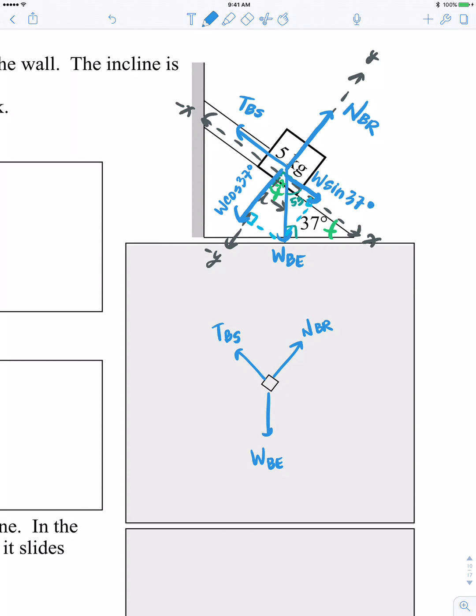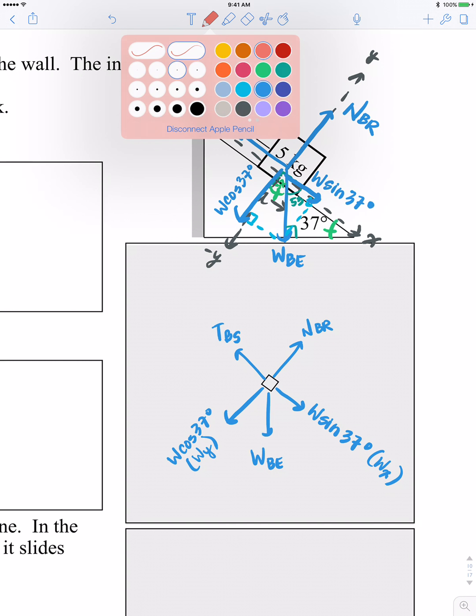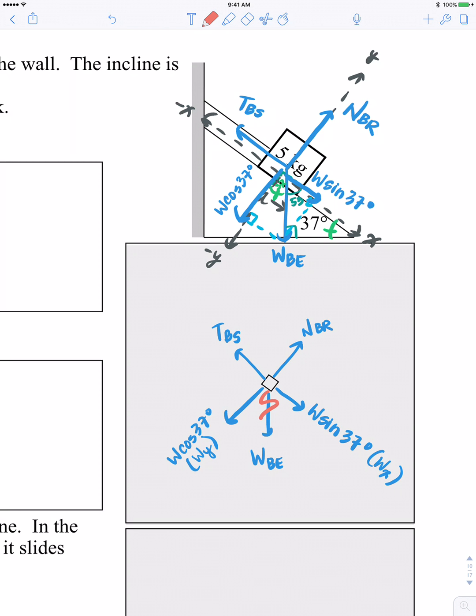When I come back to my free body diagram, I have one vector going down the ramp, which is w sine 37 degrees. That is the horizontal component of weight, also known as wx. And then I have one vector down here that is the vertical component of weight, w cosine 37 degrees, or w in the y direction. Now that I've resolved my weight vector, I want to make sure I squiggle it out so that I know it's not present any longer, that I've already resolved it.